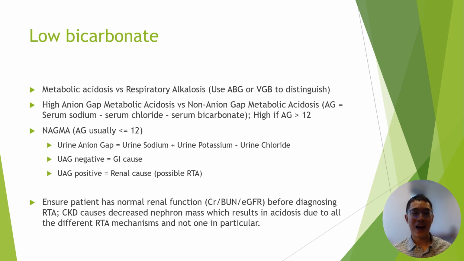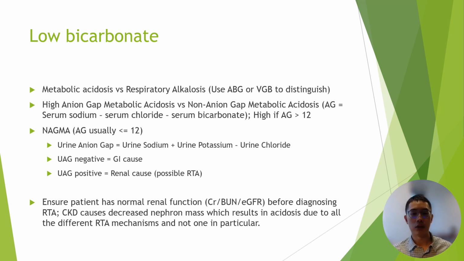We calculate the anion gap using the serum sodium, serum chloride, and serum bicarbonate. And if that equation is higher than 12, then we are usually dealing with a high anion gap metabolic acidosis. If the value of the equation is 12 or lower, then we are usually dealing with a non-anion gap metabolic acidosis.